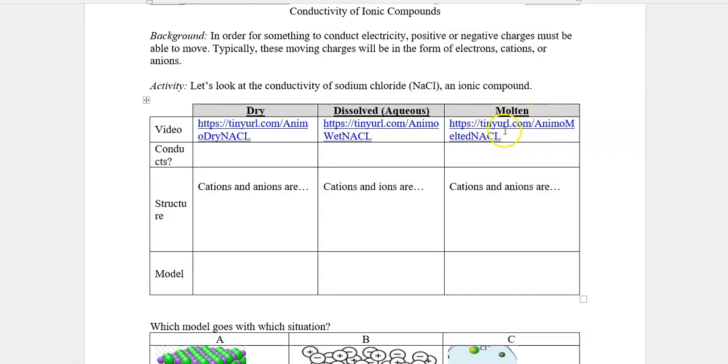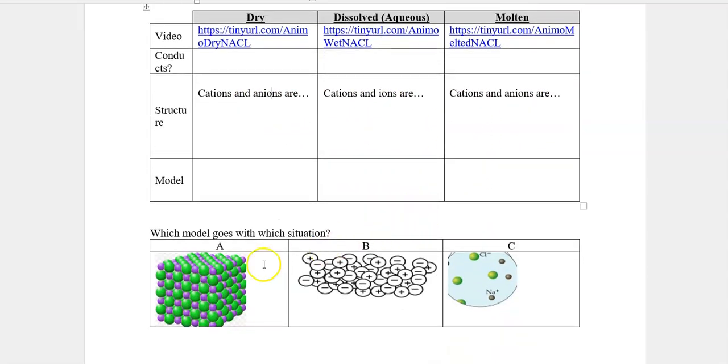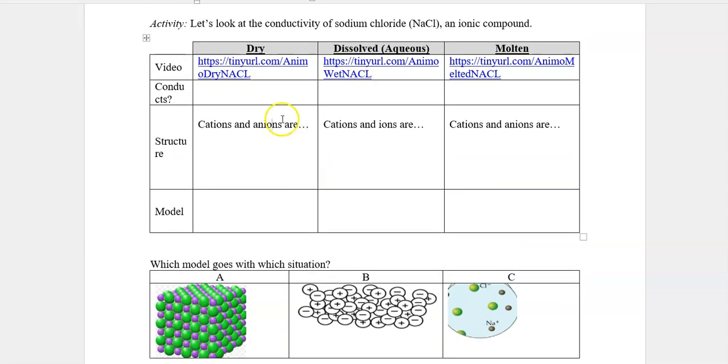I think they also test it while it's dry first, so you might see that multiple times. So record whether it conducts or not, explain what the cations and anions are doing, and then pick which model goes with which situation. So like which of these is a dry sodium chloride, which of these is melted, and which of these is dissolved. So go ahead and do all of that, and then when you're done with the page, you can unpause the video and go over it with me.